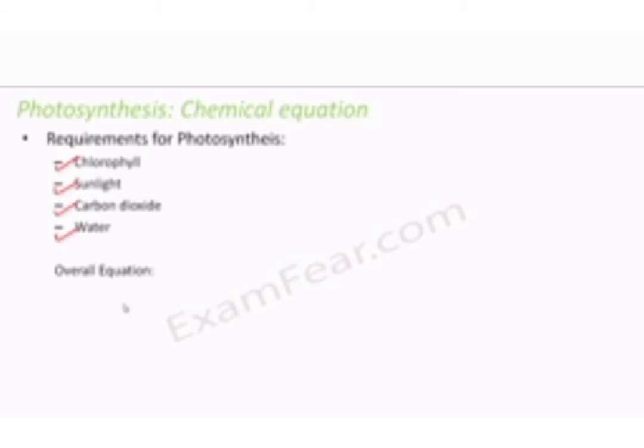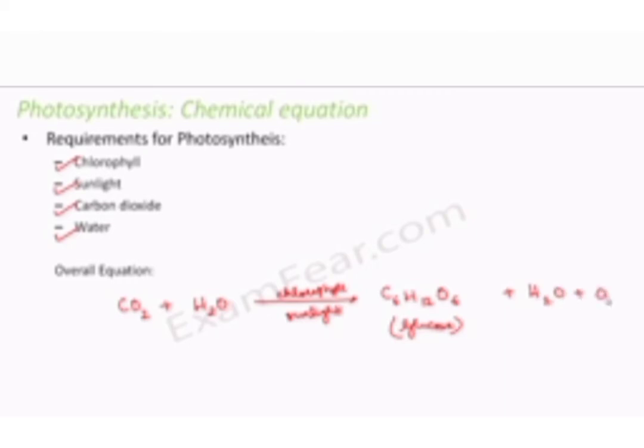So what would be the overall equation? It will be carbon dioxide, which is taken in through stomata, plus water in the presence of chlorophyll and sunlight. So what will be obtained? What is the food? The food which is prepared is stored in the form of starch. And what is starch? It is a polysaccharide. That means starch is made up of many glucose units. So what is the food that is prepared? That is glucose. And glucose is C6H12O6. This is glucose. So glucose plus water plus oxygen.